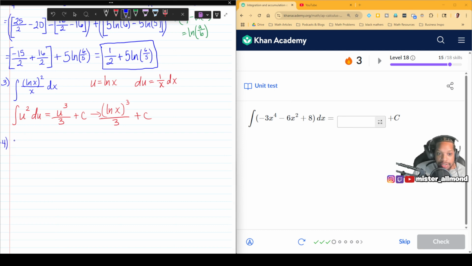All right, so let me write my problem out. That's the integral of negative 3x to the 4th minus 6x squared plus 8 dx. Unfortunately, they don't give us answer choices for this one, but it's all good. We're confident in our abilities. And this is just reverse power rule, so I'm not tripping. So that'll be negative 3 times, and then if I were to go reverse power rule, I would add 1 to the exponent. So that'll be x to the 5th, and then divide by that new exponent.